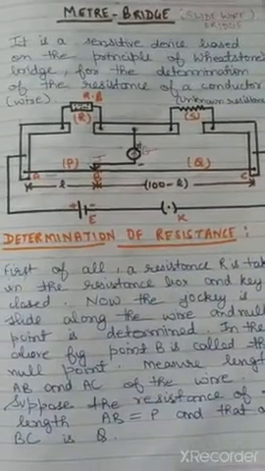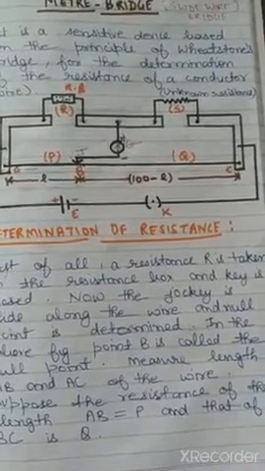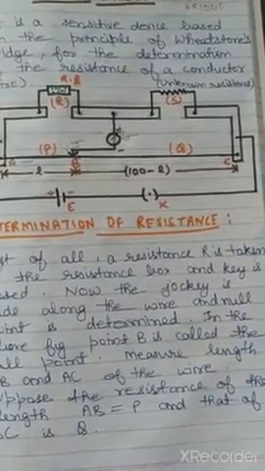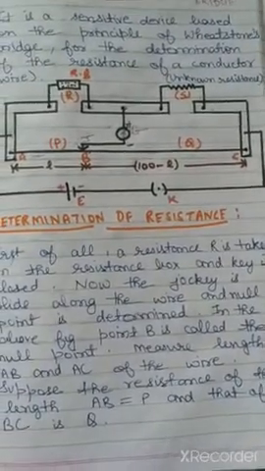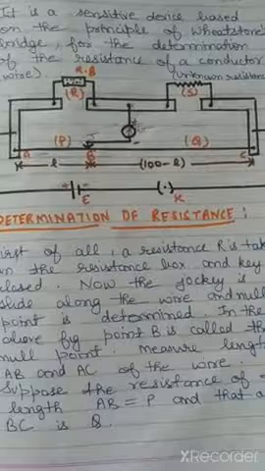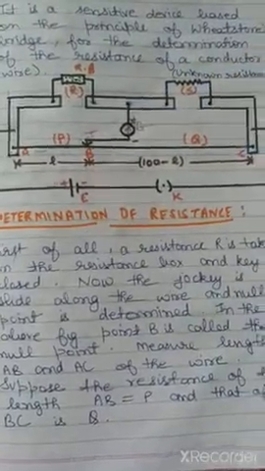This is the experiment that you have to do this year also. This meter bridge is also known as the slide wire bridge. It is based on the principle of the Wheatstone bridge, and it is used for the determination of the resistance of a conductor or wire. This is the complete circuit diagram of a meter bridge.